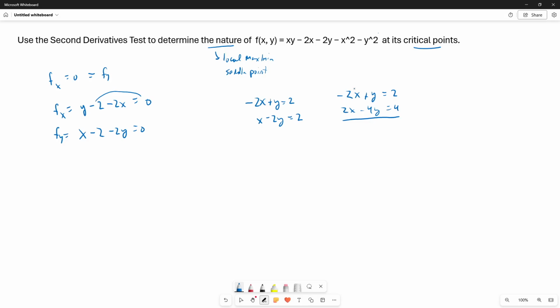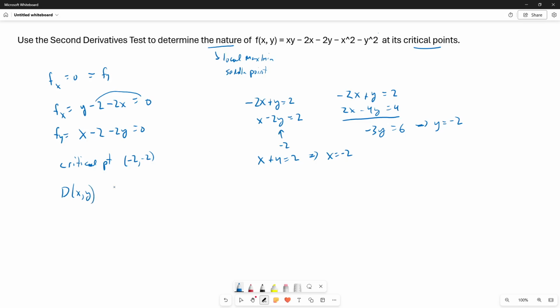And then we'll add the equations, and the x's will cancel, and we'll get negative 3y equals 6, which means that y is negative 2. So now if we substitute negative 2 into either of the equations, let's take the second equation here, x plus 4 is equal to 2. Subtract 4, x is equal to negative 2. So there's one critical point, and that is at x equals negative 2, y equals negative 2.